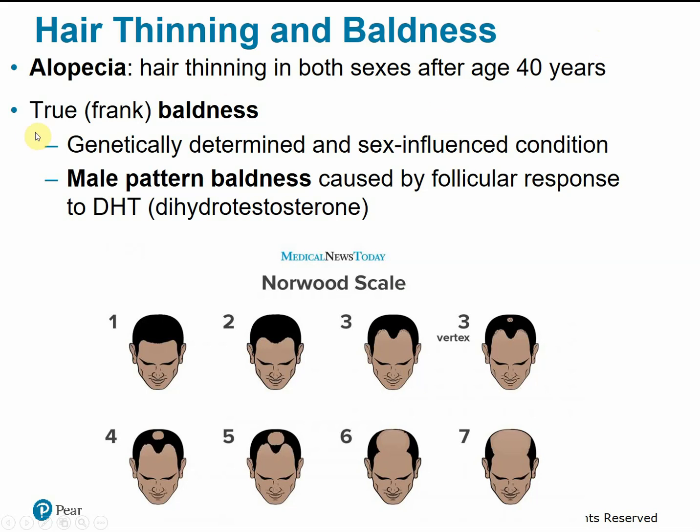However, true baldness or frank baldness is what we know as male pattern baldness. So this is genetically determined and a sex-influenced condition. This is only found in males because it's due to the hair follicle response to a type of testosterone. The Norwood scale just shows the normal progression of this male pattern baldness.